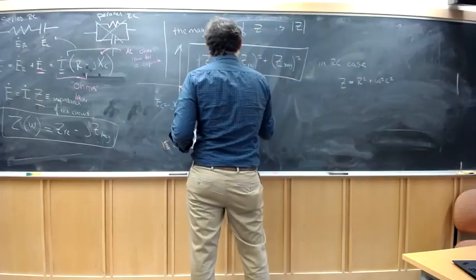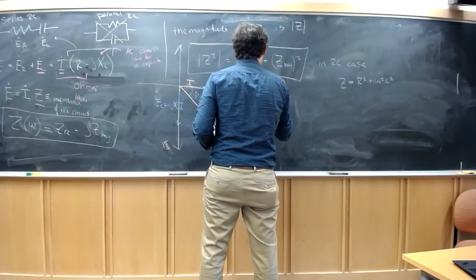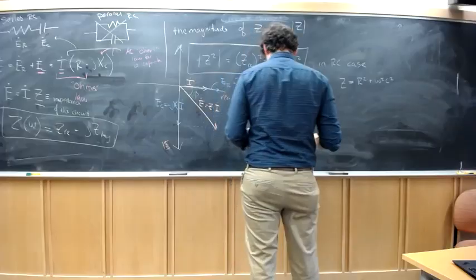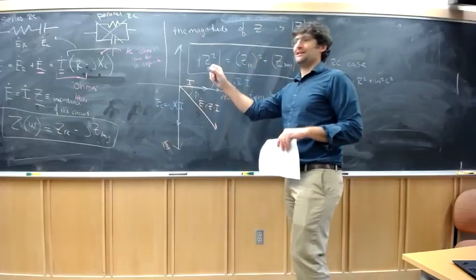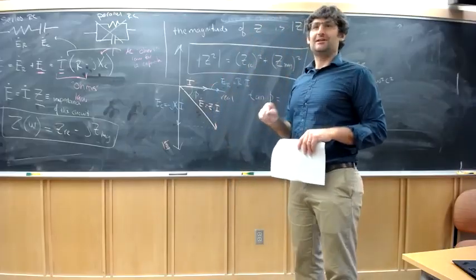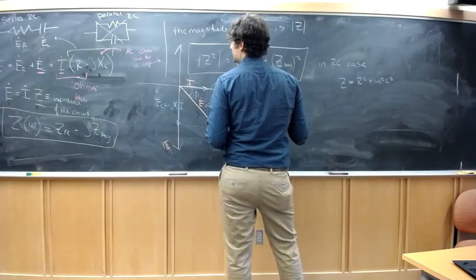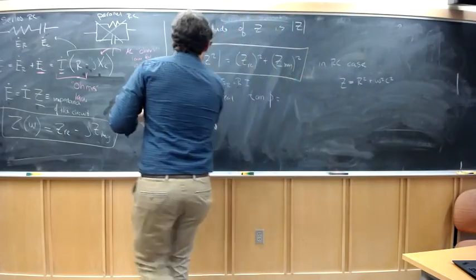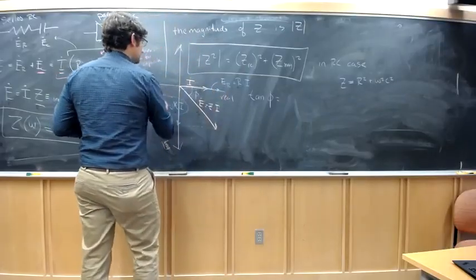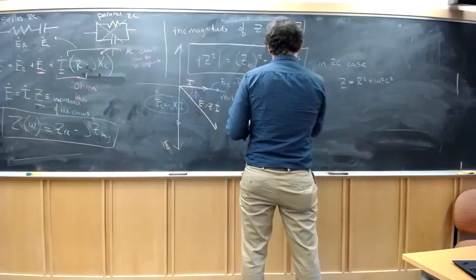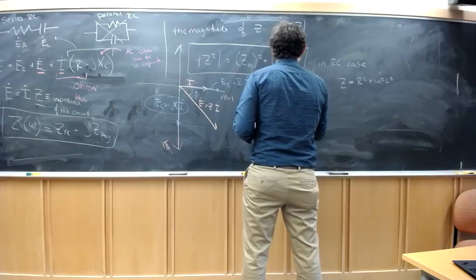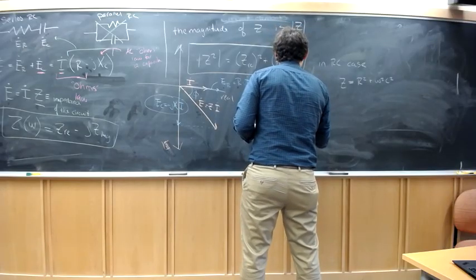So if you think about this, the tangent of theta, tangent is opposite over adjacent, right? So SOH CAH TOA. So opposite over adjacent. So in this case, opposite is this, right? So Z imaginary over Z real.